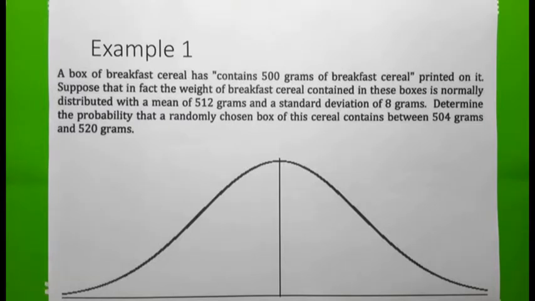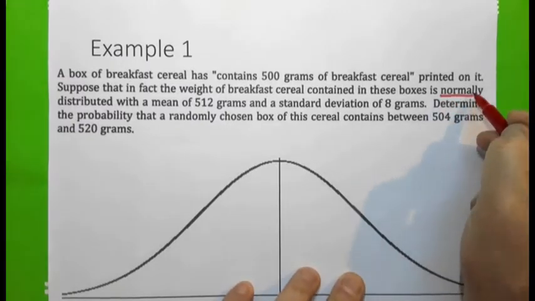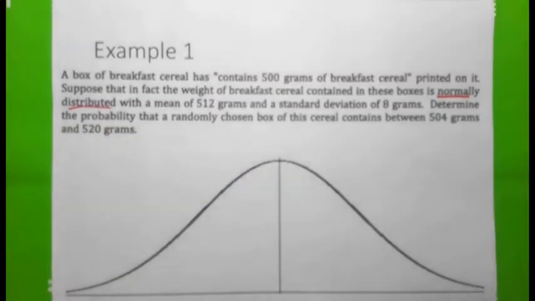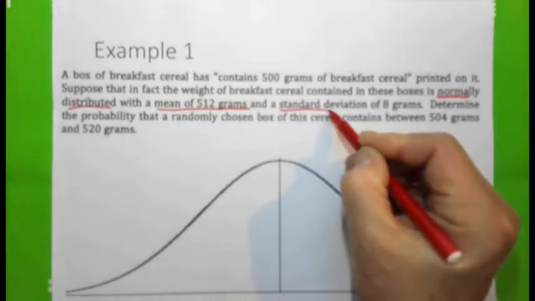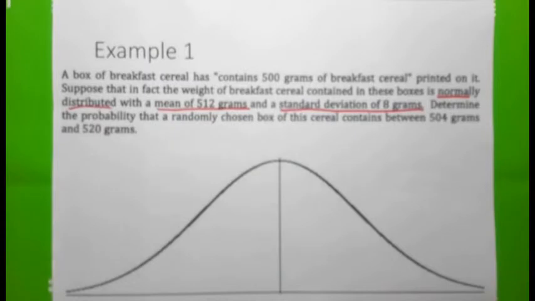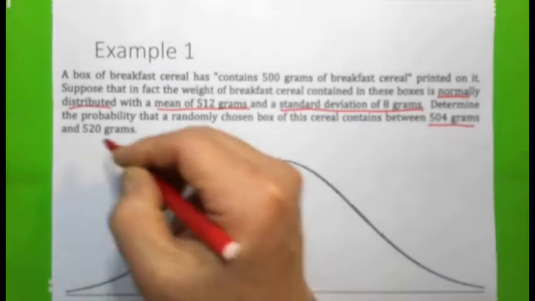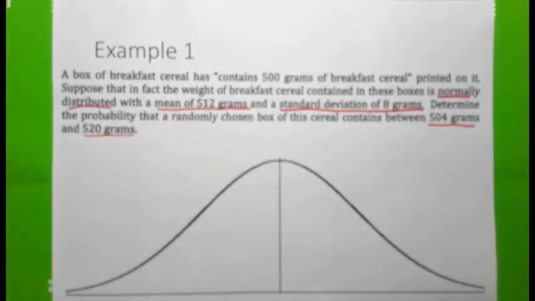A box of breakfast cereal has 500 grams of breakfast cereal printed on it. Suppose that in fact the weight of breakfast cereal contained in these boxes is normally distributed with a mean of 512 grams and a standard deviation of 8 grams. Determine the probability that a randomly chosen box of this cereal contains between 504 grams and 520 grams. Let's plot this information in this graph.